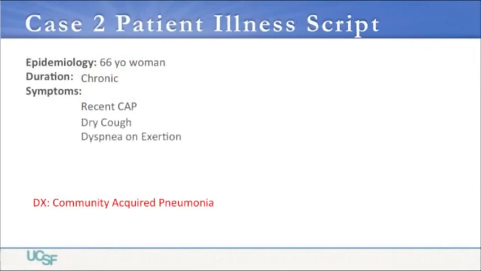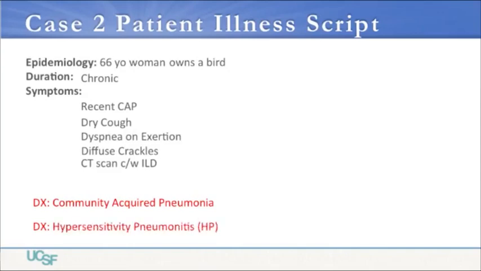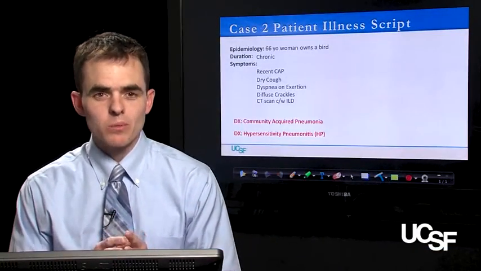And you factor that in with the symptoms that you're now getting, so the dry cough and the dyspnea on exertion. You do your history again, your physical exam again, and you get diffuse crackles. You learn that she owns a bird now, and your CT scan is consistent with interstitial lung disease or hypersensitivity pneumonitis, and you make your diagnosis of hypersensitivity pneumonitis. Look how different this illness script looked from when you started.